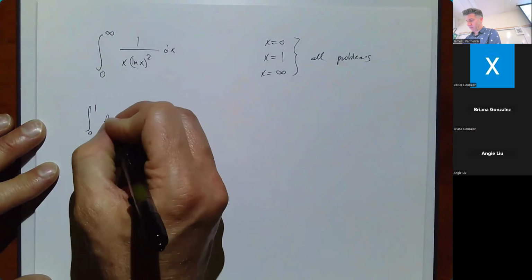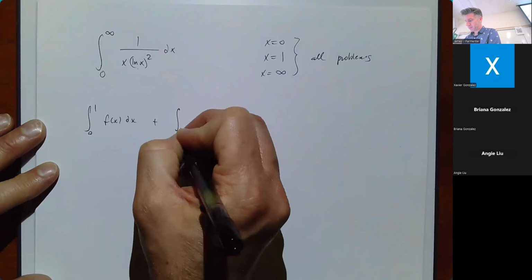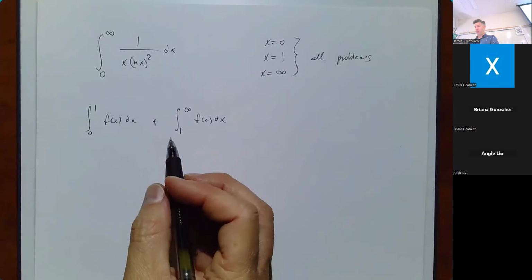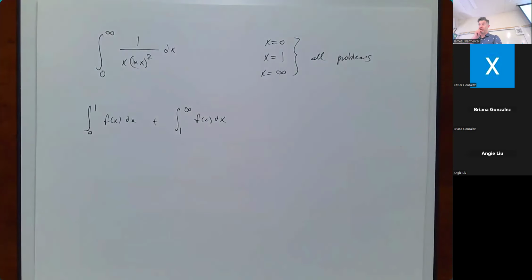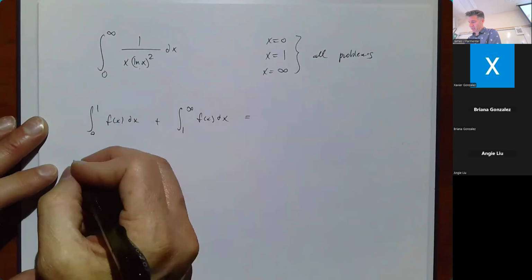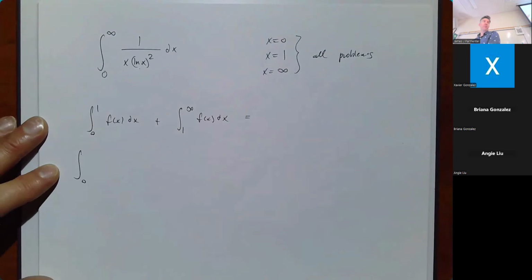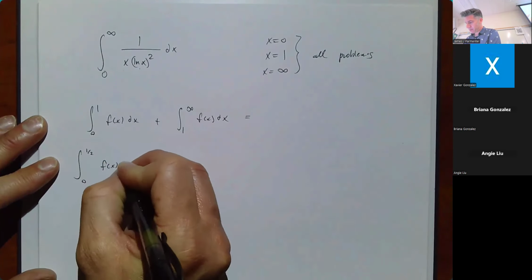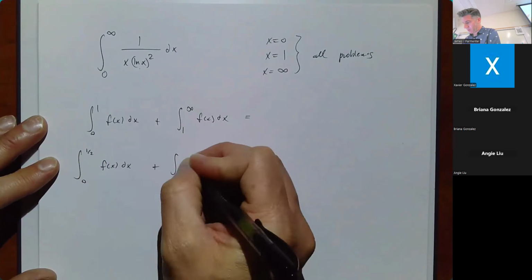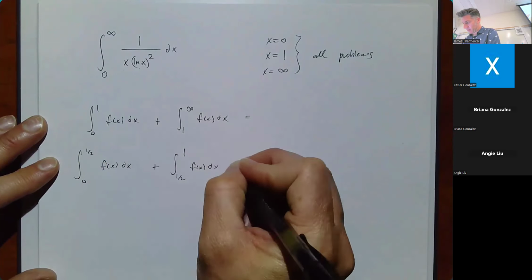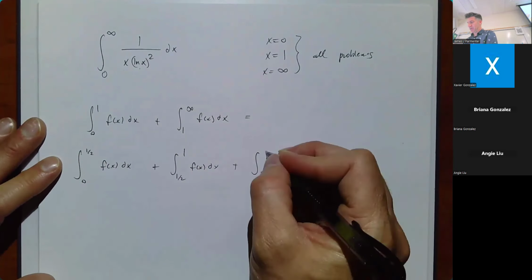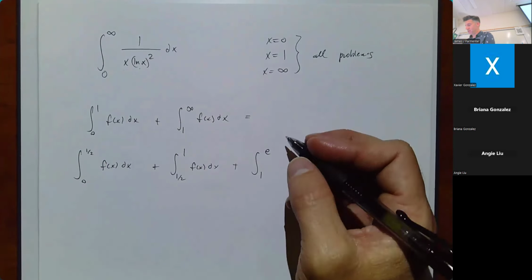I'm just going to write f of x for my function. But each of these integrals both have both limits of integration as problems. You'd have to break each of those up again. So you'd have to write this as like the integral from 0 to pick any number you like between 0 and 1. I'm going to pick 1/2. Plus the integral from 1/2 to 1 of f of x. Plus the integral from 1 to any number between 1 and infinity. I'm going to pick e because the natural log of e is nice to find.